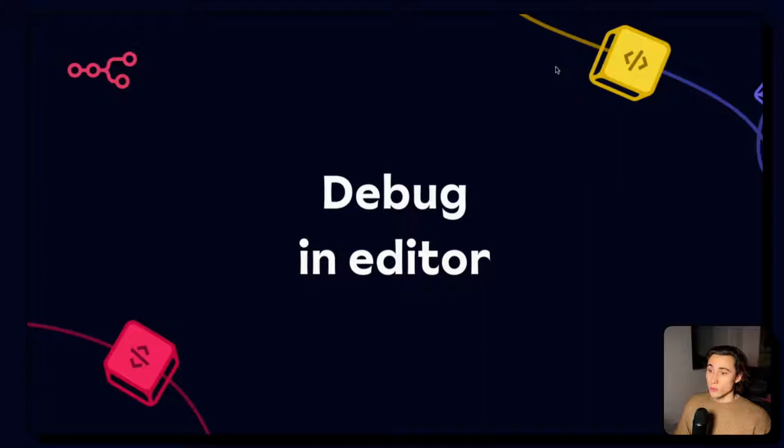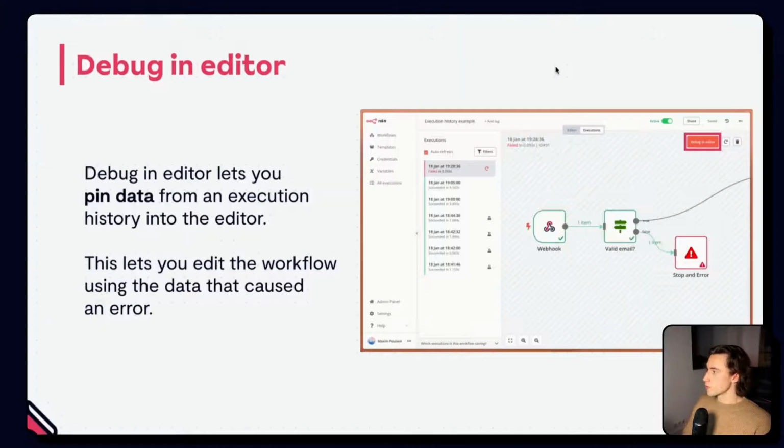The easiest way to debug your workflows is by using the debug in editor feature in n8n. This is a super powerful feature that lets you pin data from an execution history into the current canvas of the workflow. What this does is it effectively copies over whatever data was in or whatever items were in the failed execution and pins them into your current workflow's editor so that then you can use this data to debug.